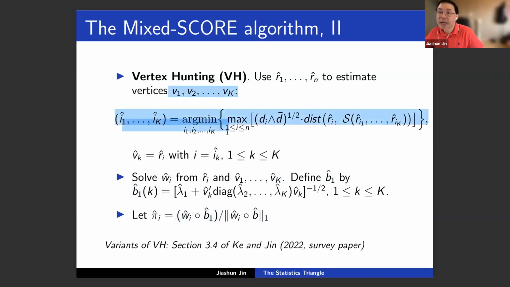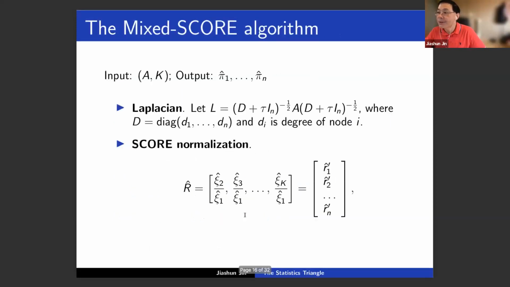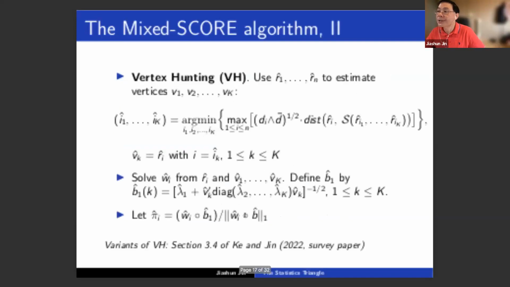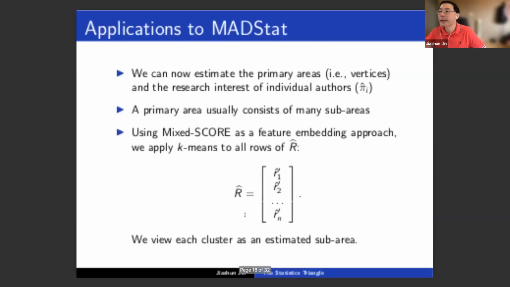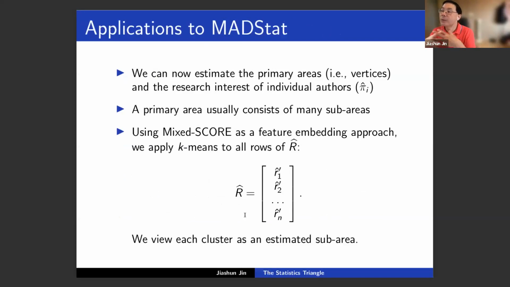This step is more complicated than the population version, but there are a lot of details in the paper. And this is a Laplacian. Put all this together, that's the algorithm we are going to use here. Now we have introduced the model, we have introduced the procedure.